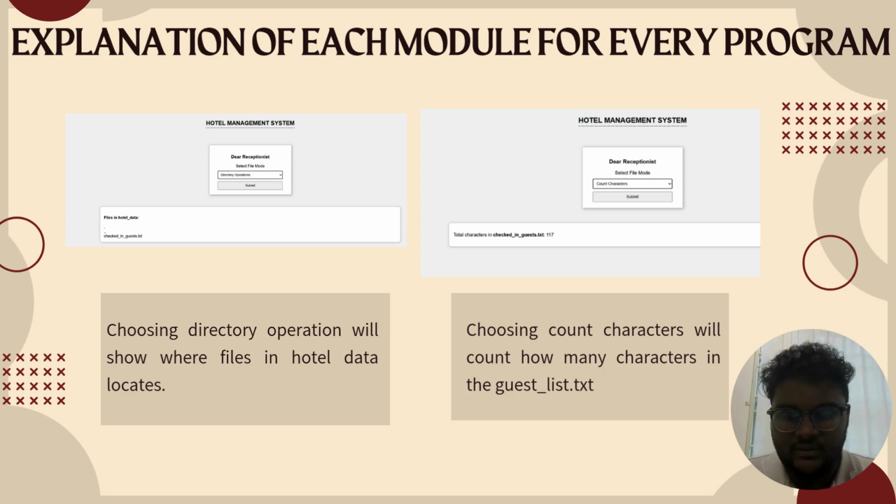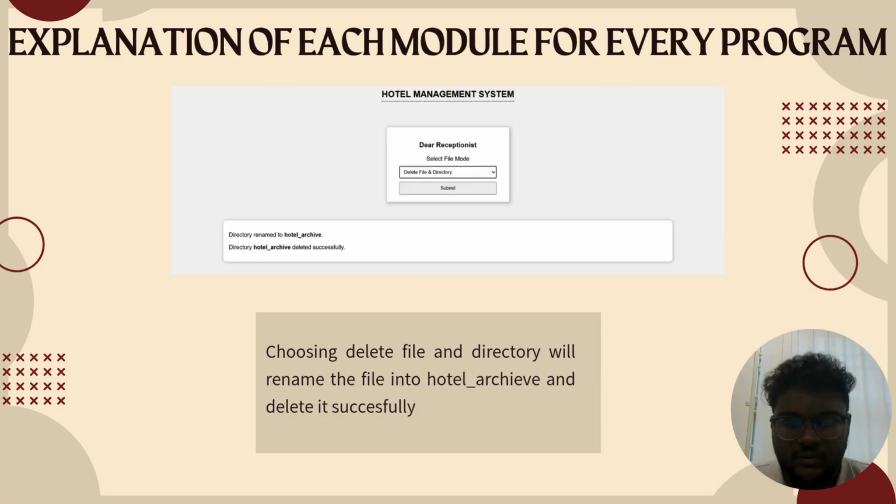If you choose the directory option, it will show all files in hotel data, as shown in the image below. And then choosing count characters will count how many characters are in the guest list. So for now, the total character count is 117. Choosing delete file and directory will rename the file to archive and delete it successfully. As shown in the image above, we know that archive is renamed and deleted successfully.